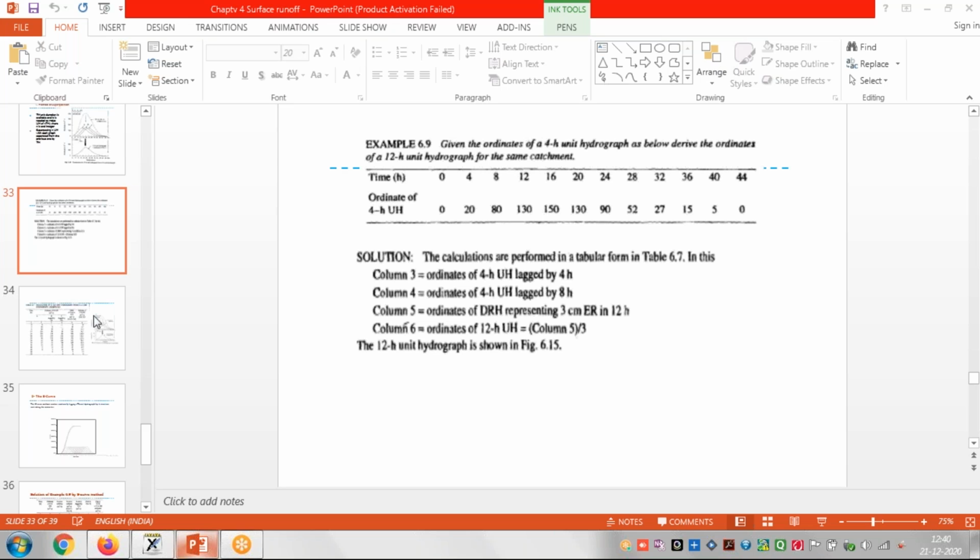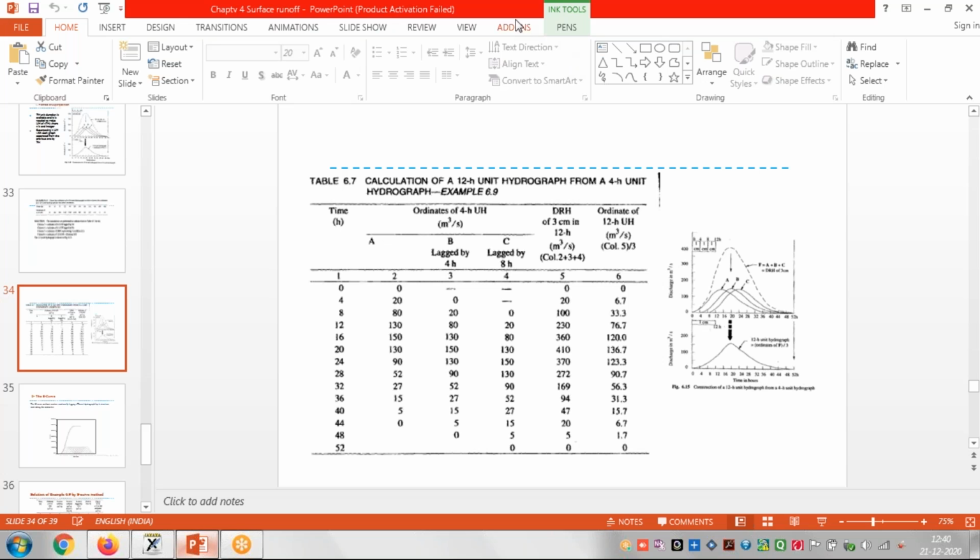No. So here what we will do, first of all, we draw the table. In the first column we write the time. This is the second column. In the second column we will take this discharge Q, right? And then the third column.